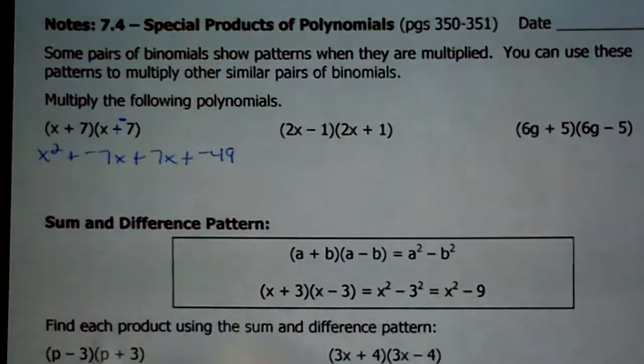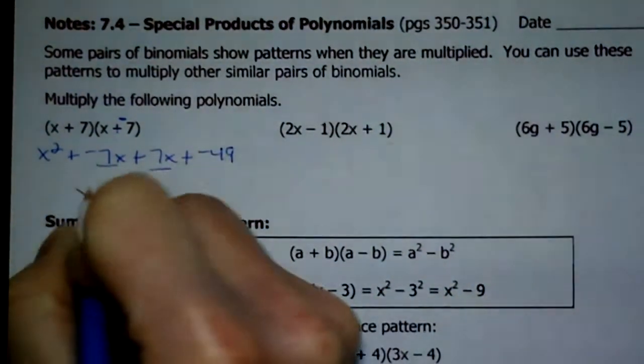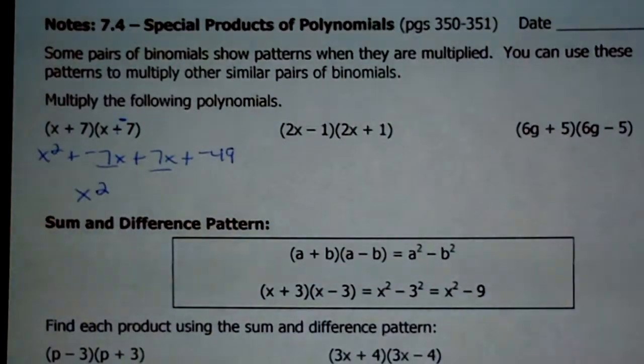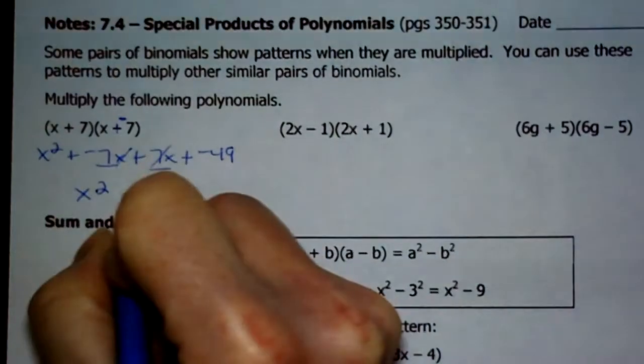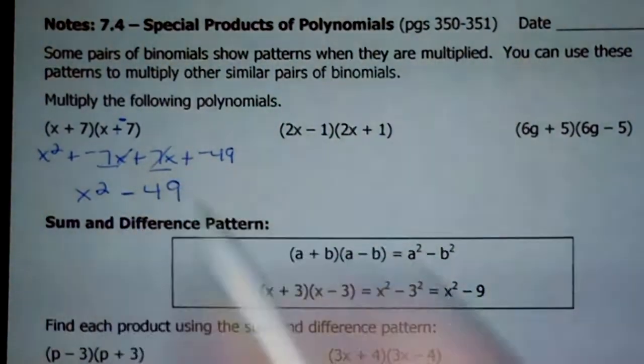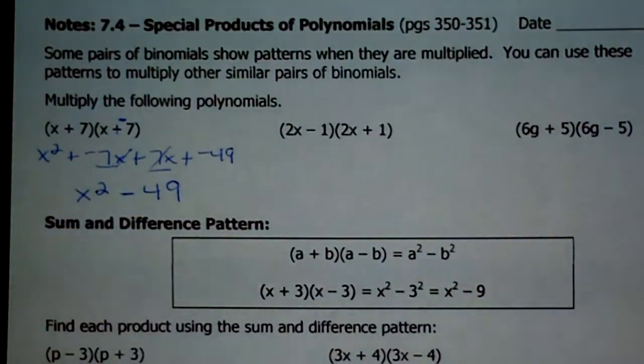We would combine our like terms, and we'd end up with x squared, and when you have negative 7x plus a positive 7x, those go away, and we just get a negative 49, so I'm going to write minus 49, because that's the same thing as adding a negative 49.